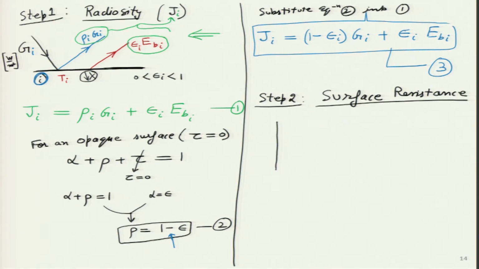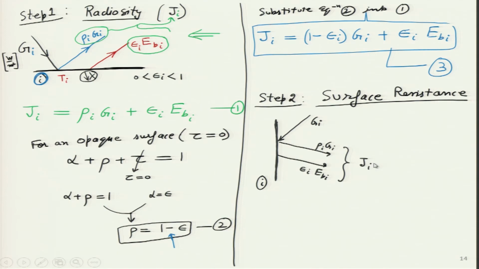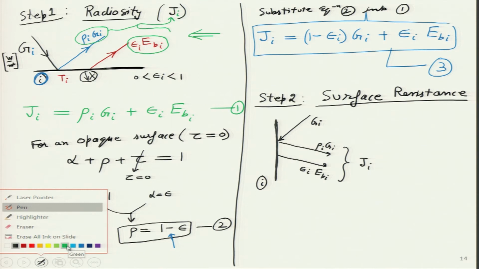In order to do that, let me draw the same surface, but now I am drawing it in a vertical orientation. It is the same surface I, just drawn vertically for better clarity, and I will draw the same values again. So this is G I over here. What gets reflected is rho I G I, plus there is an emission term as well, emissivity I, E B I, and these things put together give me the value of J I. Now, let me ask a quick question to the students.